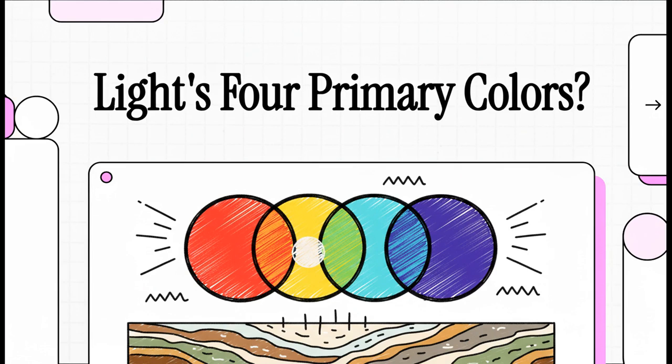All right, let's talk about something so basic you probably haven't even thought about it since you were a kid. Primary colors. For paint, we all learned red, yellow, and blue. Simple. But when it comes to light, the story changes, right? We're always told it's red, green, and blue. But what if that's not quite right? What if we've been missing a piece of the puzzle all along?